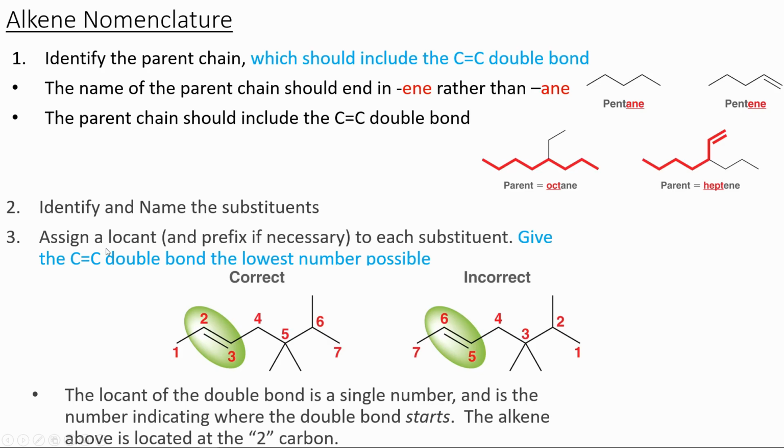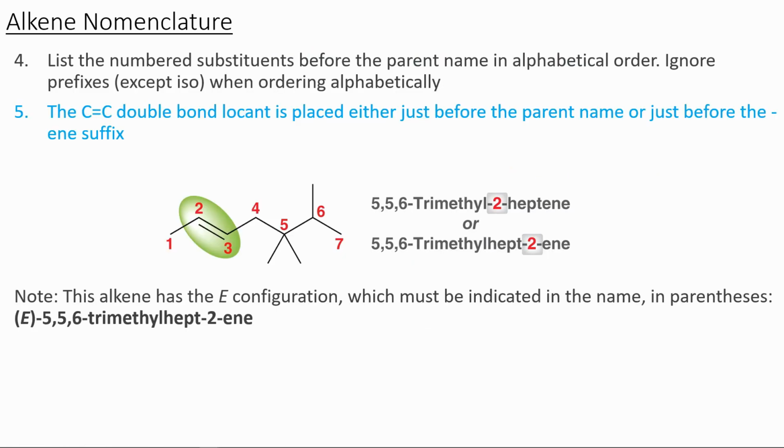When we go to assign the location of the substituents with the lowest number possible, we're going to want to put the alkene in the lowest position instead of a different substituent. So the correct way is to have the alkene in the 2 position instead of the methyl group in the 2 position. And then finally, the carbon-carbon double bond is placed just before the parent name or just before the ene suffix. So we can have 2 potential ways to name this. We can call it 2-heptene, or we can call it hept-2-ene. Both of these are correct.